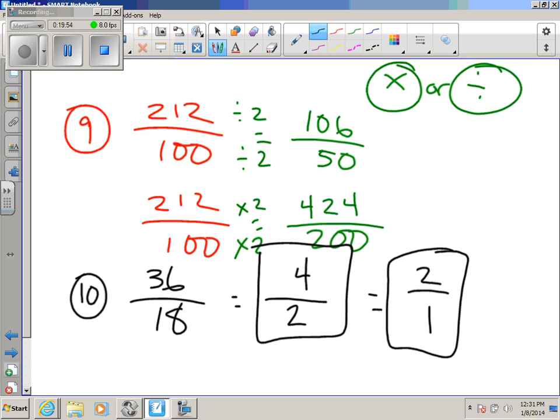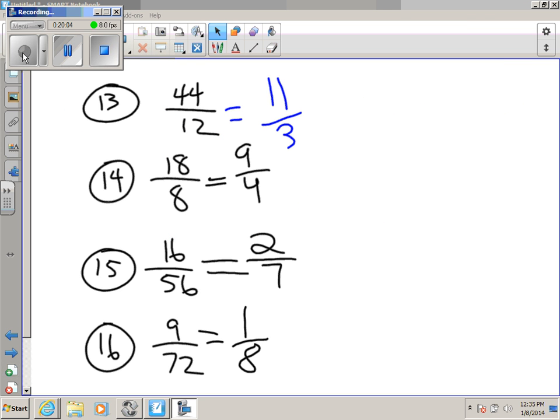13 through 16, write each ratio in simplest form. You got it right. For all of you, if it was an improper fraction looking kind of ratio, you kept it as an improper fraction and did not convert it to a mixed number. Let's just make sure that we're accurate.